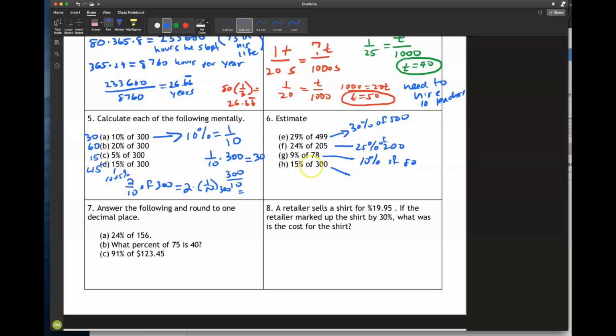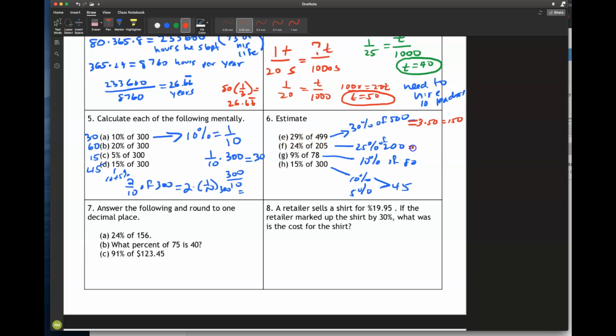15% of 300, actually, I would do 10%, and I could probably get the exact answer, which we did over here. 15% of 300 is the same answer, it would be 45. But on these other ones, thinking about how I would estimate, I'm going to change color. For this one here, 30% of 500, I know 10% is 50. So the way I think is 3 times 50, which would be 150, because 10%. Now that's not 29%, but it's close.